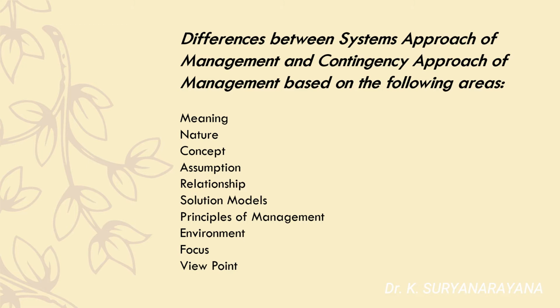Coming to the viewpoint, systems theory approach is a general view of organizational variables such as technical, social, personal, structural and external variables. Whereas in contingency theory, we focus much on the specific view of how the organization gets adjusted to the environmental demands. So this is regarding the differences between the systems theory approach and contingency theory approach.